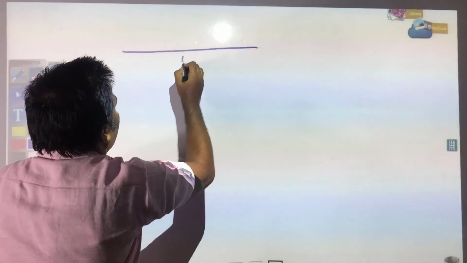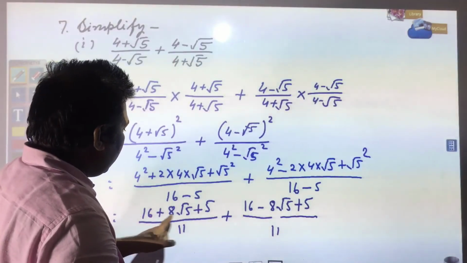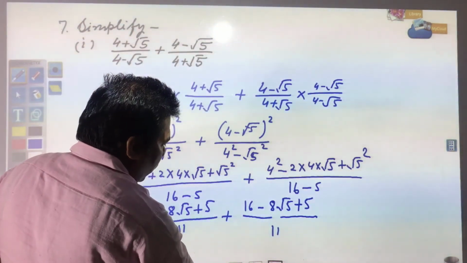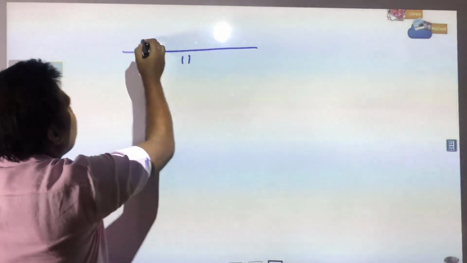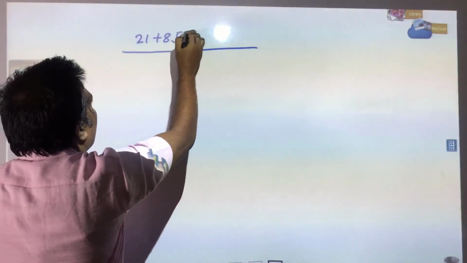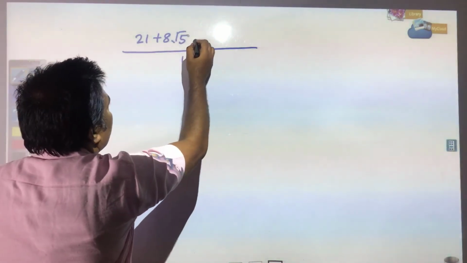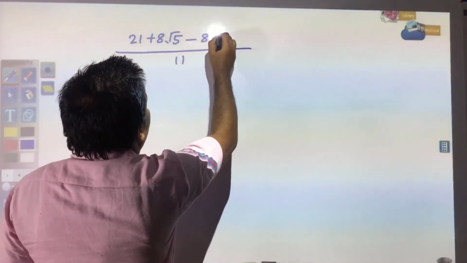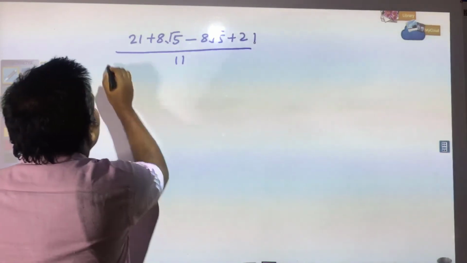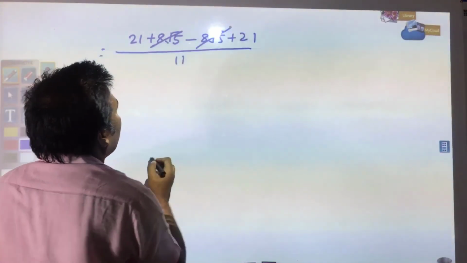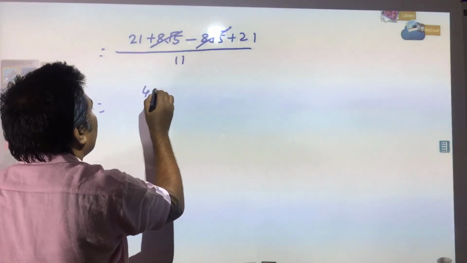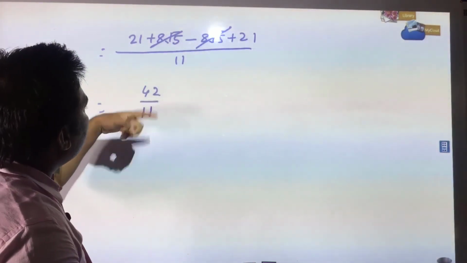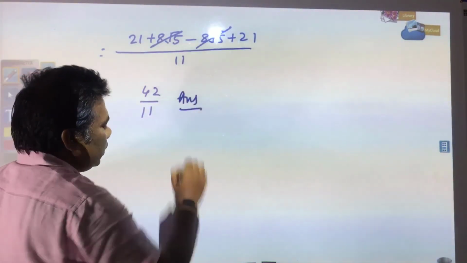LCM you will get 11, and you have 16 plus 5 is equal to 21 plus 8 root 5. And here you see this will be again minus 8 root 5 and plus 21. So 8 root 5 and 8 root 5 got cancelled. 21 plus 21 is equal to 42 divided by 11. This is an improper fraction, you write it in mixed fraction and that will be your answer.